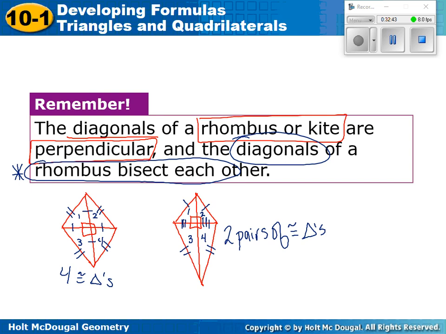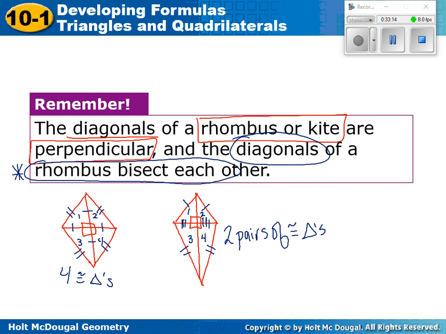A rhombus and a rectangle, if they were overlapping, became a square. But a rhombus could just be a rhombus. A rectangle could just be a rectangle. But rhombuses and rectangles are always parallelograms. So if a rectangle has the same area formula as a parallelogram, which is base times height, then what should one of our rhombus formulas be? Base times height. So a rhombus, and this will be on your formula test.